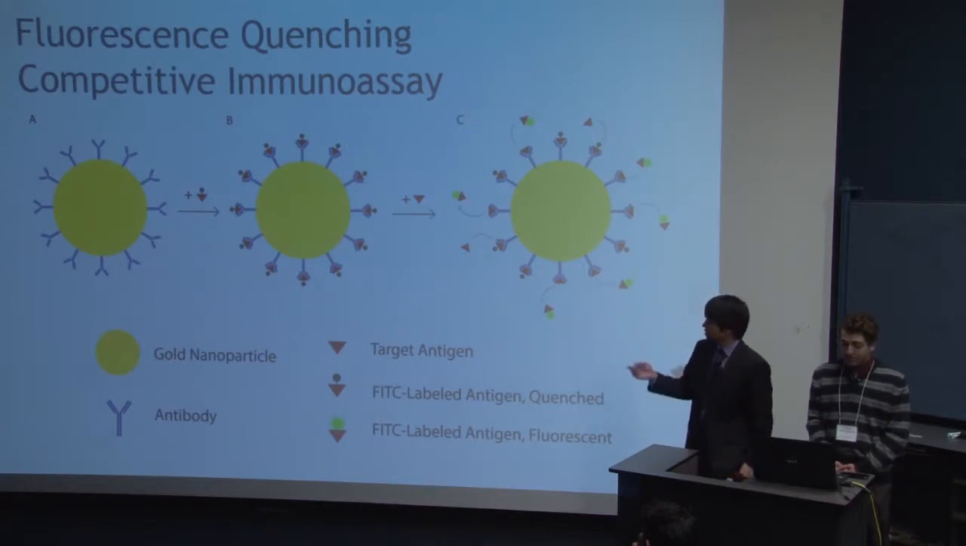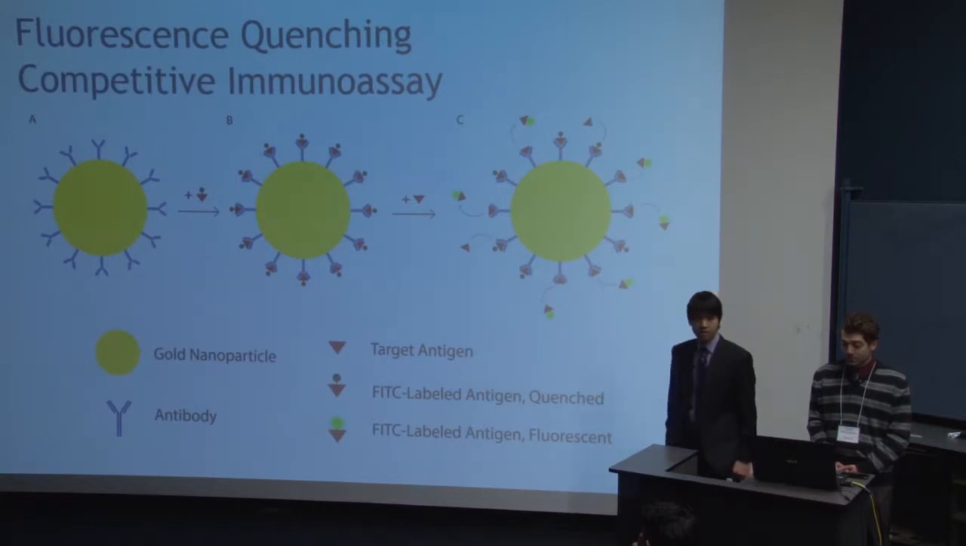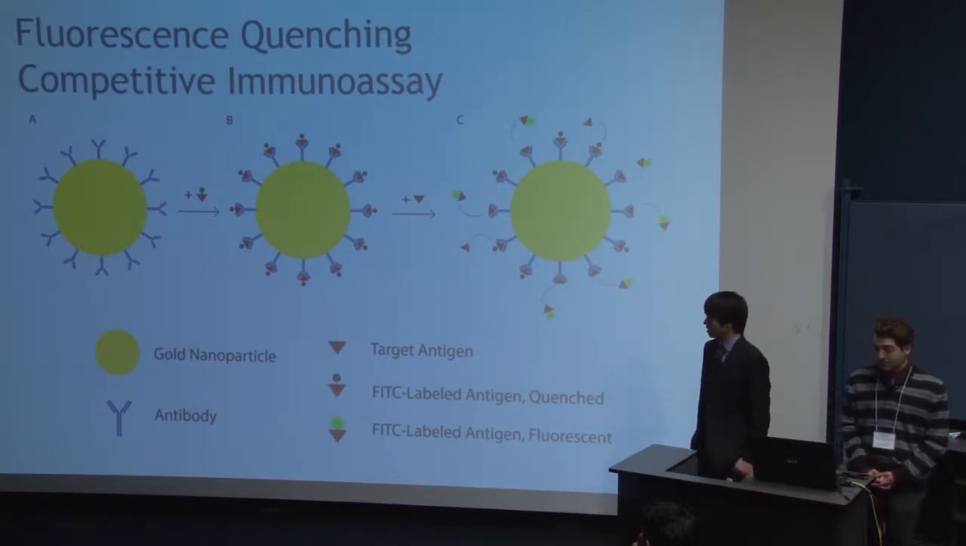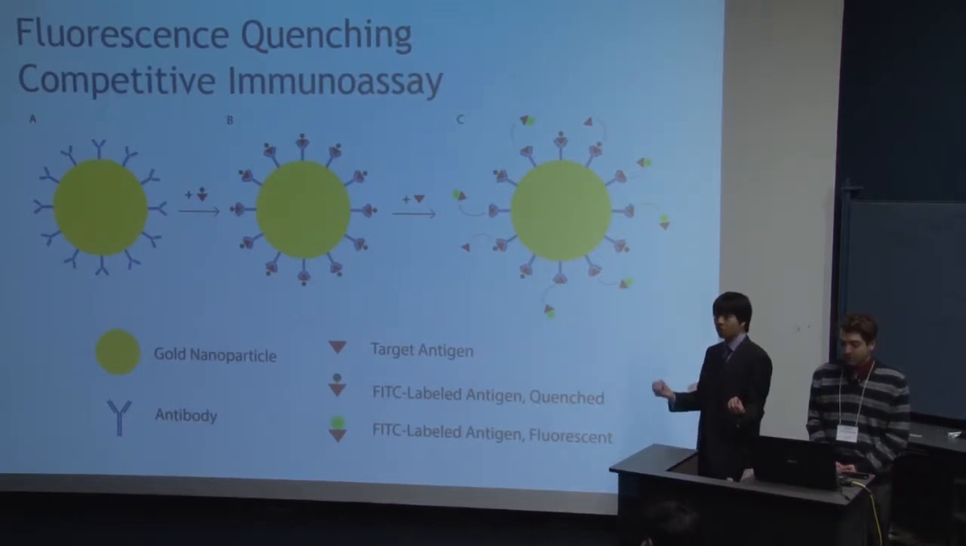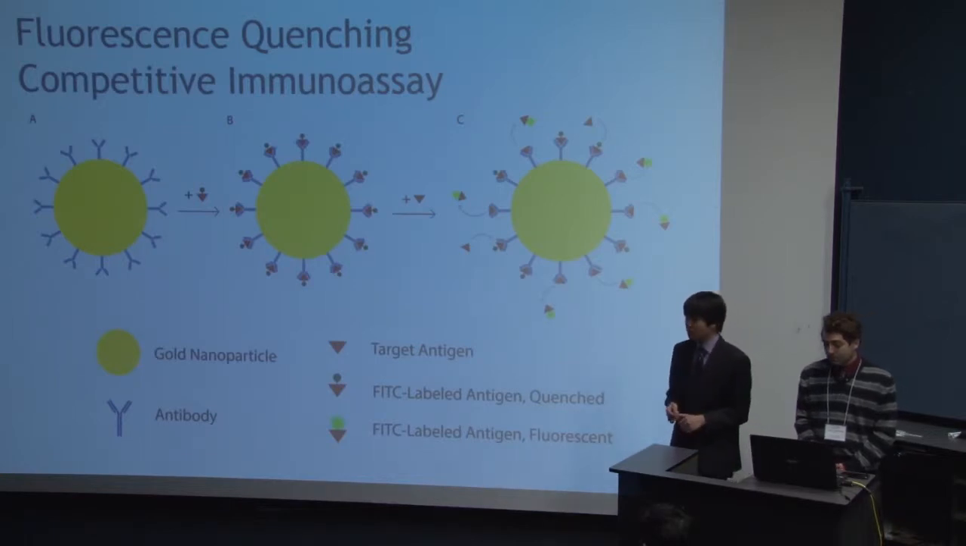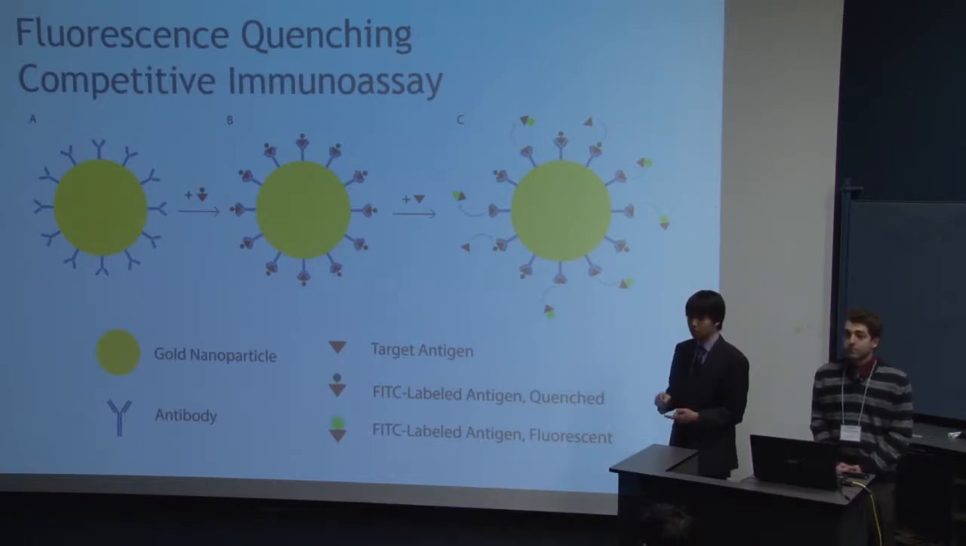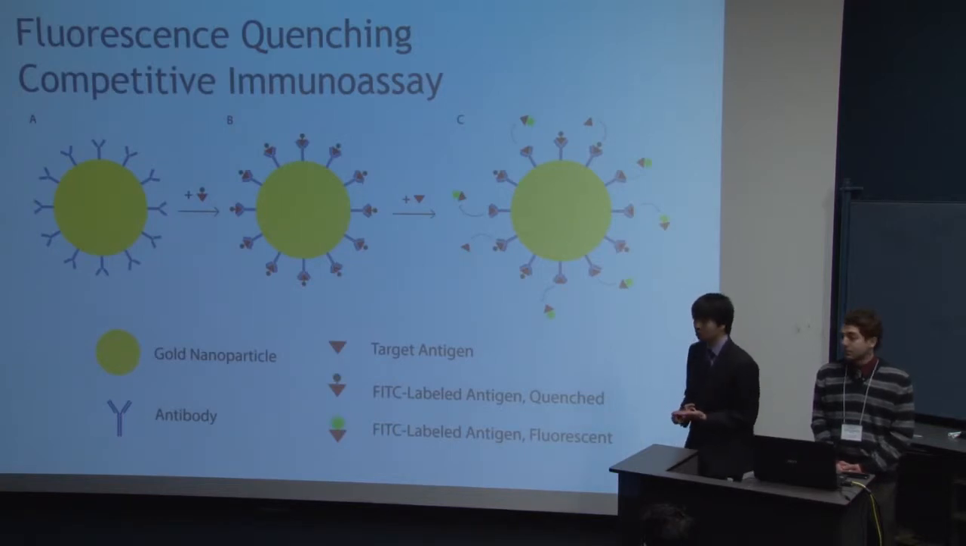Now moving on, to this complex, we add fluorescently dye-labeled antigen. When the antigen binds to its corresponding antibody on the gold nanoparticle surface, this brings the dye and the gold nanoparticle closer together. Now, assuming that we have strong overlap between the emission of the dye and the absorption of the gold, we can have efficient quenching via Forster resonance energy transfer.